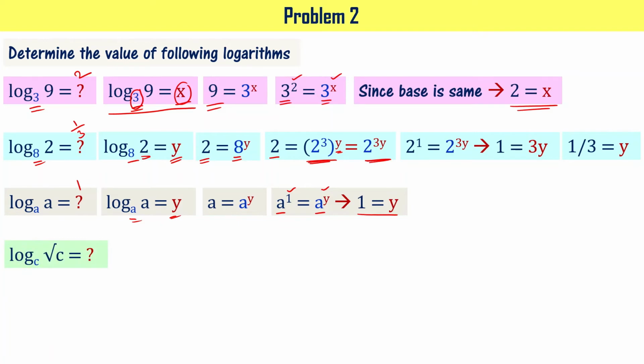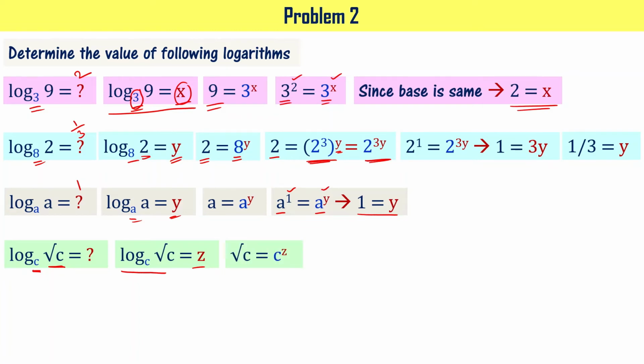Now let's consider another problem, that is log of root c to the base c. We have to find the value of log of root c to the base c. It can be expressed in the exponential form as follows. If I assume that this given logarithm is equal to z, then I can express this as c power z equal to root c.